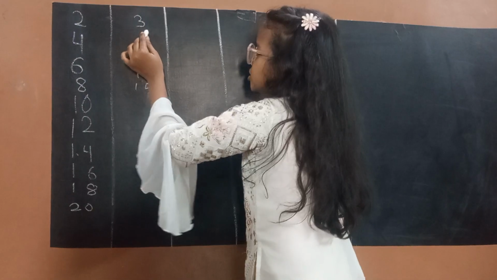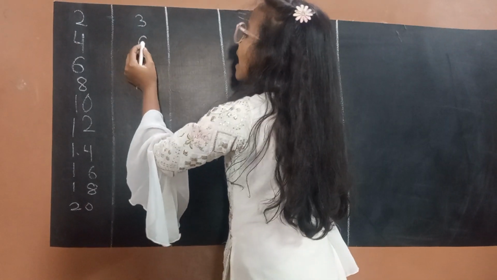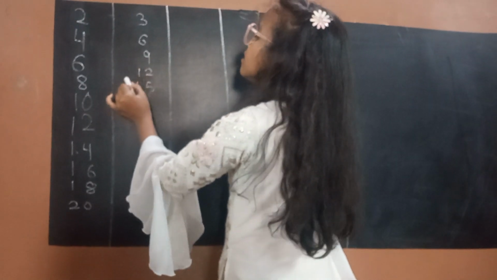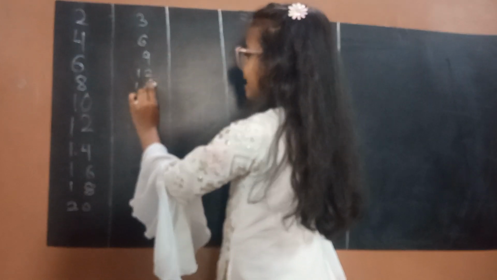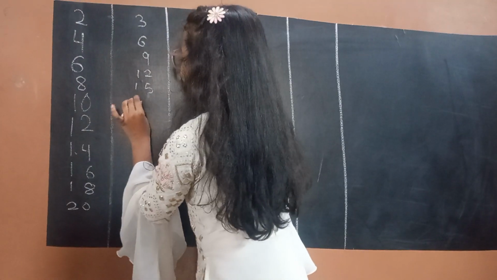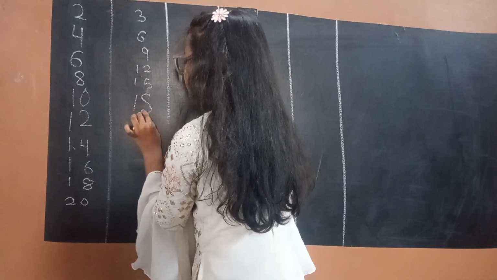3 1s are 3. 3 2s are 6. 3 3s are 9. 3 4s are 12. 3 5s are 15. 3 6s are 18.